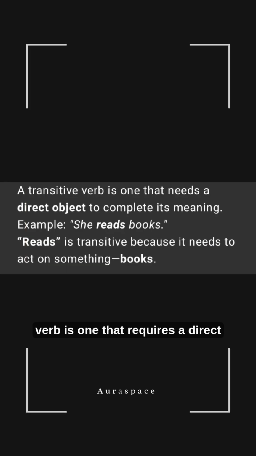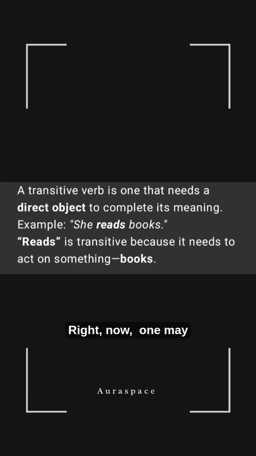A transitive verb is one that requires a direct object to complete its meaning. In other words, the action of the verb is done to someone or something. For example, in the sentence, she reads a book or she reads books, reads is a transitive verb because it needs the direct object, books or a book, to make complete sense.